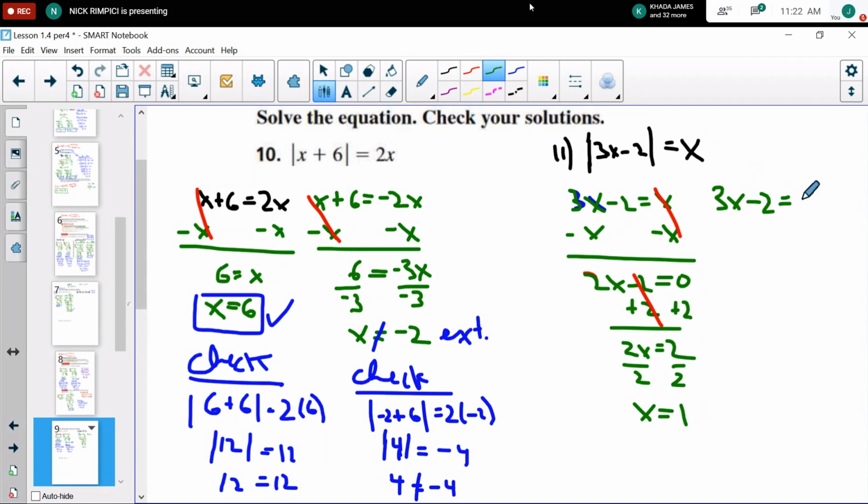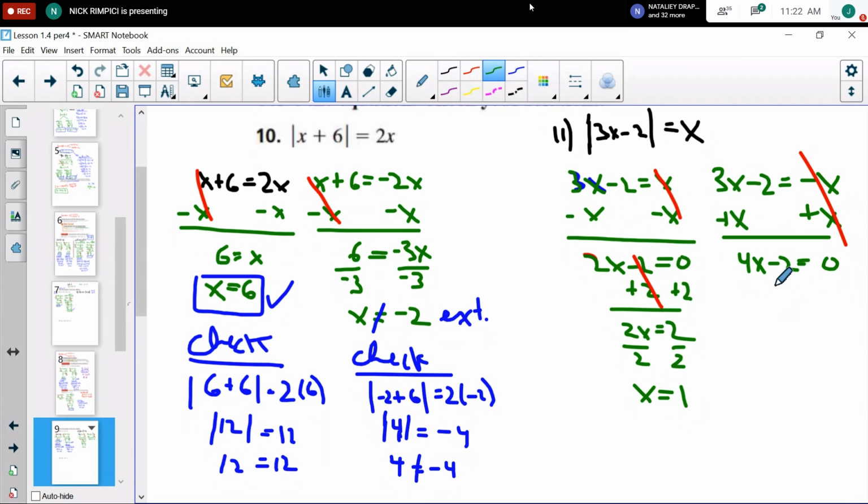Nice. So he just copies everything and changes the sign on the other side. This is exactly what you do. What do you do next? Add x to each side. So 4x minus 2 equals 0. That's correct because these cancel out. This is 0 now. Add positive 2 to each side. I agree. This is good.